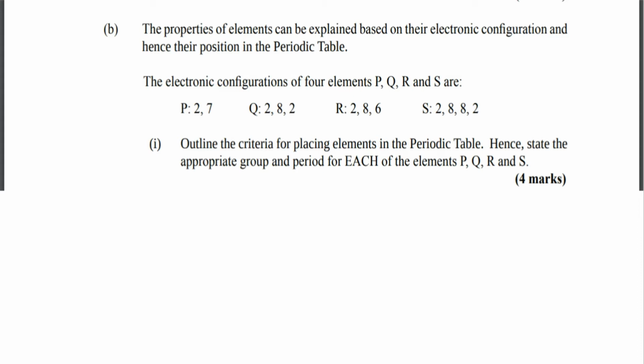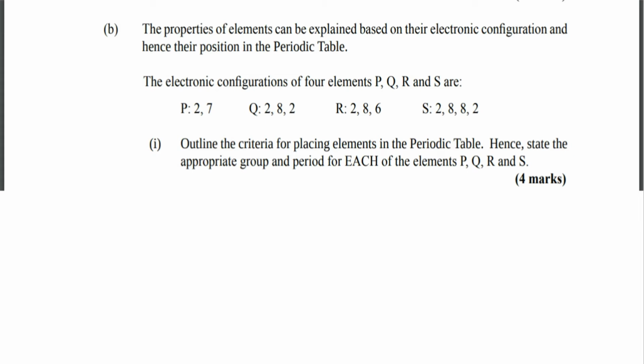Essentially, they give us the electronic configurations of elements P, Q, R, and S and ask us the criteria for placing them in the periodic table, and then ask us to state which group and period these elements would be located in. So get the gist of the question.